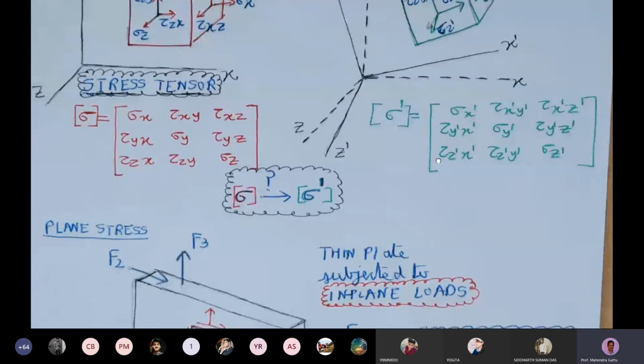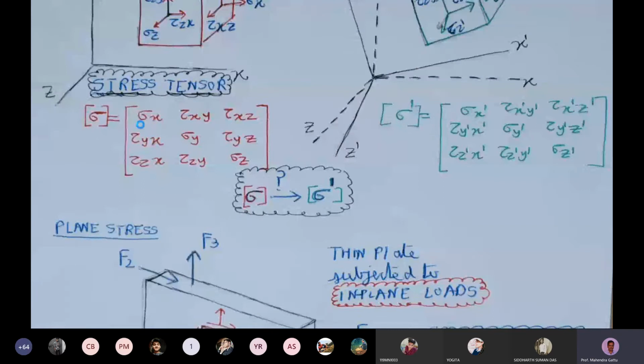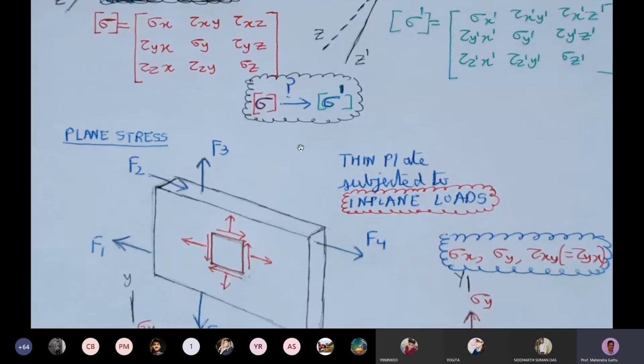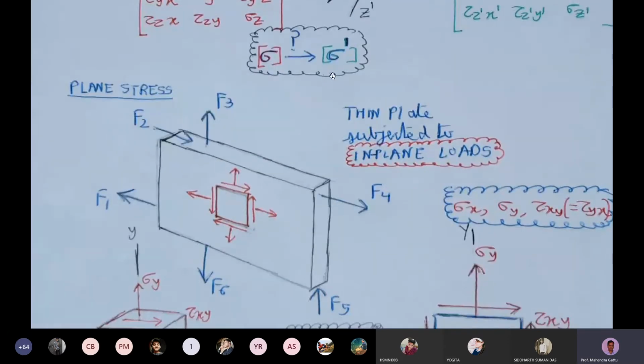And the question is, how will you relate this stress tensor in the xyz coordinate system with the stress tensor in the x prime, y prime, z prime coordinate system? So this is what we want to find. How do you transform this sigma to sigma prime, if you know the angles and all? So this is the question. We'll answer this question for a 2D case. We'll not go into the 3D case. We'll just look at the 2D case and see how to do the transformation.